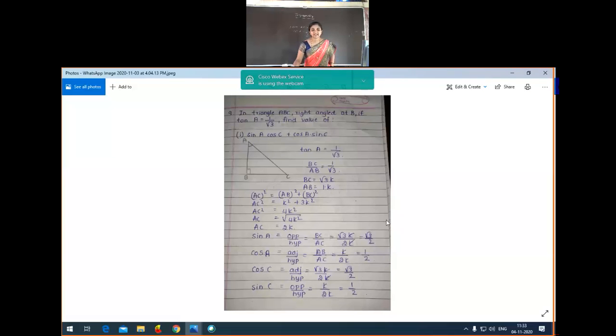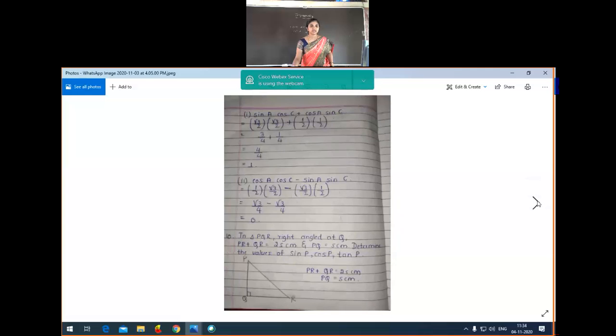Okay, you just correct this portion and find the value of sin A cos C plus cos A into sin A. That is left for you only. You have to complete that problem. Is that clear, students? Yes.